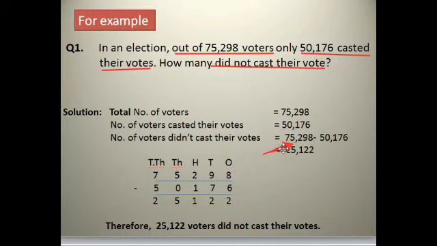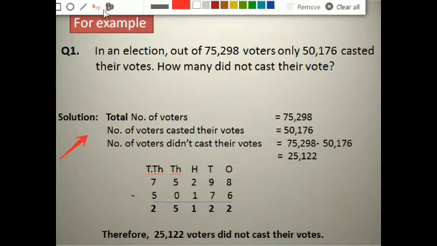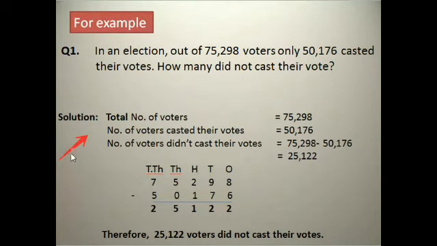Because our number is a 5-digit number, 1, 2, 3, 4, 5, we arrange place according to their digits: ones, tens, hundreds, thousands, 10,000. For subtraction, we arrange all digits according to their places.